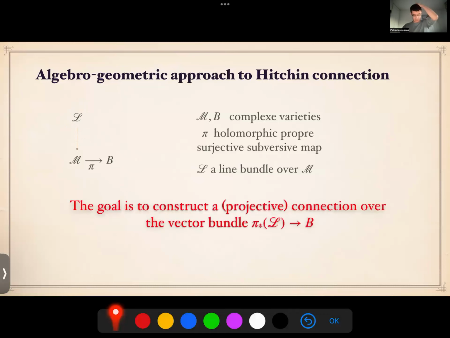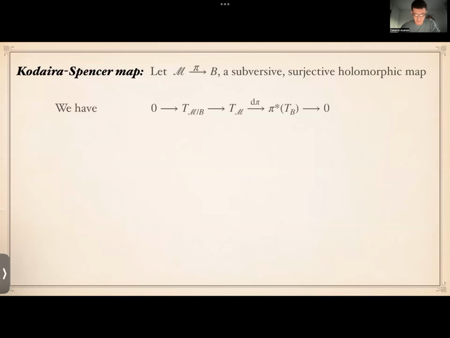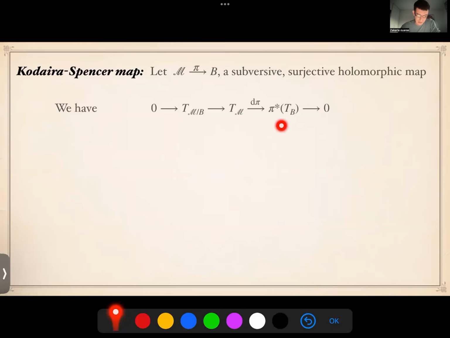And the question is, can we construct a projective connection over the push forward to any positive power of L, the push forward over the parameter space B? And to do this, I will give some definitions, and after that, I will tell you how to construct such a connection. The first important ingredient is what we call the Kodaira-Spencer map in deformation theory. So if you take a map like this, it's submersive. So you have the differential map, it's a surjective map, and the kernel is what we call the relative tangent bundle. It's the vector fields that are tangent to the fibers.